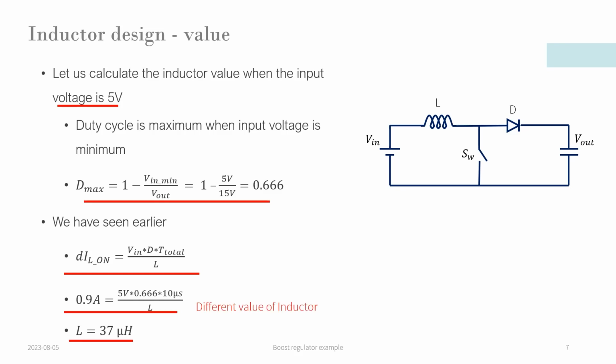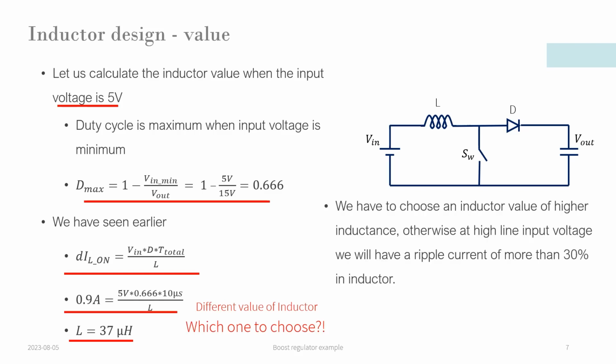If we notice here, we have two values for inductor. Which one should we use for design? We have to choose an inductor value of higher inductance. This is because if we use an inductor with smaller value, then at high line input voltage, we will have a ripple current of more than 30% in the inductor. Thus, L is equal to 37 microhenry.